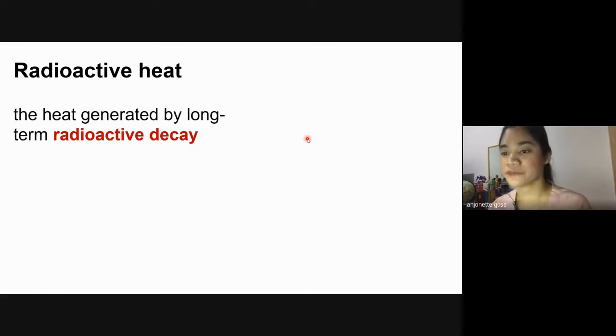Next, aside from primordial heat, we have another source. We have the radioactive heat. It is the heat generated by long-term radioactive decay. So this time, it has something to do with the radioactive elements. Now, in the periodic table, we have 118 elements. But not all 118 elements are radioactive. Ilan lang yung mga radioactive elements natin, or yung mga elements that possess a high amount of radiation. Take note, when a person is exposed to a high amount of radiation, it could cause mutation in your genes, in your chromosomes and so on. So this time, yung radioactive heat ay may kinalaman sa mga radioactive elements. Now, can you give me examples of radioactive elements?